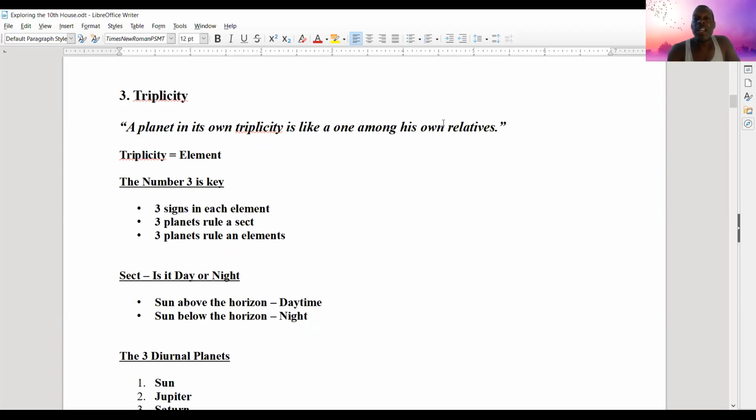Okay, so triplicity, a planet in its own triplicity is like one among his own relatives.